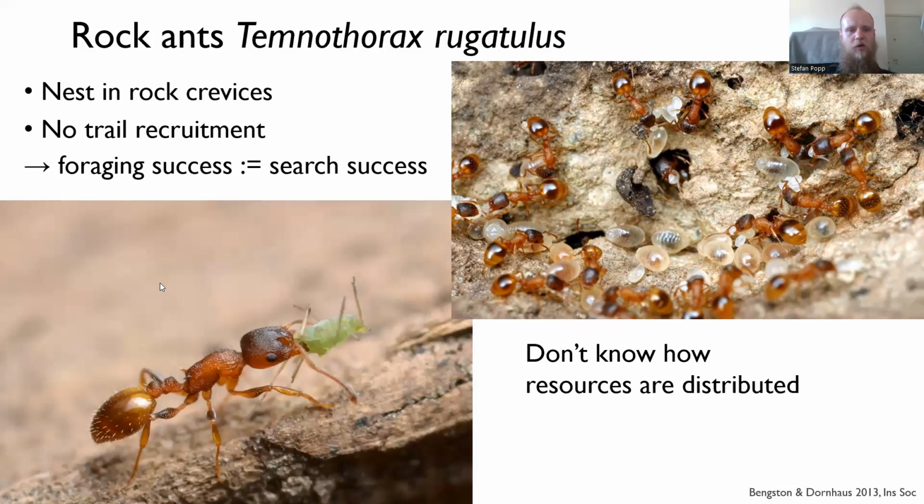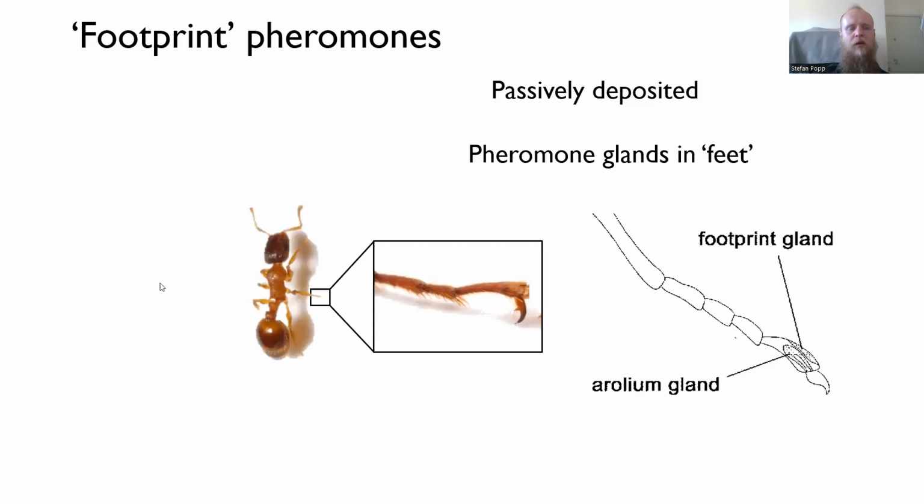We don't really know how the resources are distributed that they're foraging for. So for example, this aphid that you see in the picture here, this is a typical thing that an ant might be scavenging or hunting for. These ants also deposit footprint pheromones, probably passively, wherever they walk over the substrate. And they are being produced by a gland, or they are also maybe cuticular hydrocarbons from the exoskeleton of these ants.